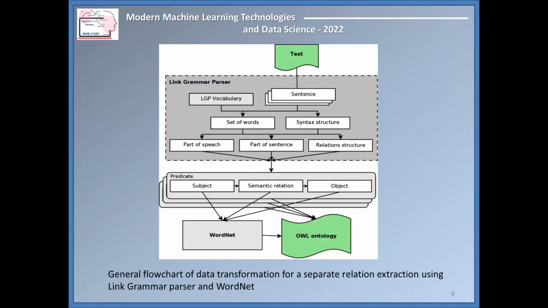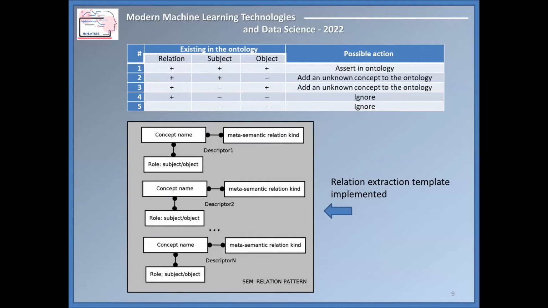The general flowchart of data transformation for separate relation extraction using Link Grammar Parser and WordNet is presented on the slide. Parser distinguishes part of speech, part of sentence for each word in a sentence and all possible versions of relation structure with correspondent probability. This data is used to extract logical predicates represented by its subject, object, and relation between them. Some words in the current sentence may not have correspondent representation by concept in our ontology. WordNet API is used to update taxonomy of concepts of the ontology. If all elements of the recognized predicate, subject, object, and relation are known, whole predicate will be asserted to the knowledge base. Otherwise, if only part of elements are known, one will be added to the ontology.